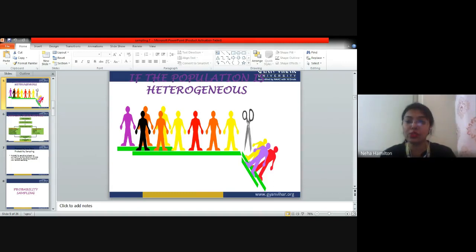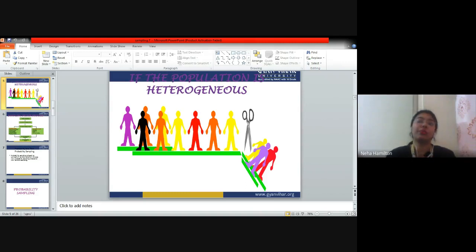So when we talk about heterogeneous population, hetero means differences, different varieties, and genus means population, right? So whenever a heterogeneous population has different varieties of people and we need to take a sample from that population, you have to pay extra attention. Why do you have to pay extra attention? Because every individual is different and you need to make a sample which is a correct representation of your population, right? So that's how heterogeneous population is a bit tricky.